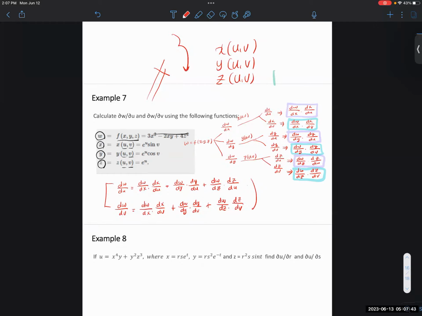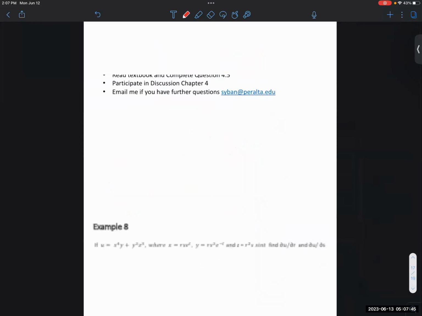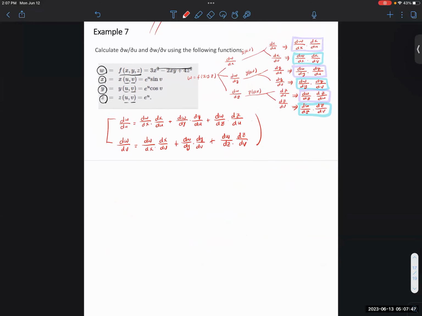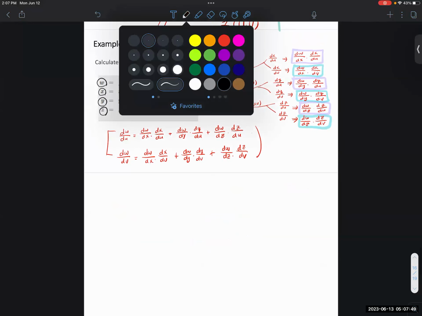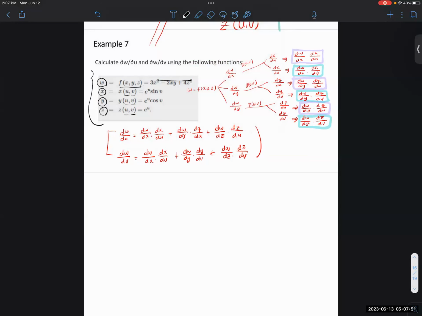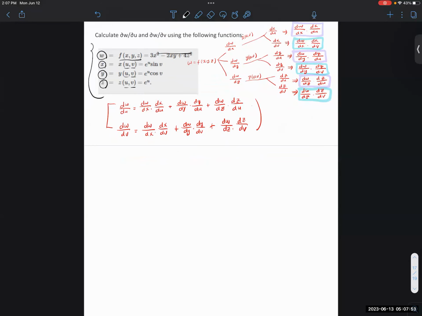Let's do the problem we are doing. So we have a formula. This is what you're going to do to do this problem. So let's go step by step. Let's do each one. So dw over dx, what happened? Here, this is the equation.